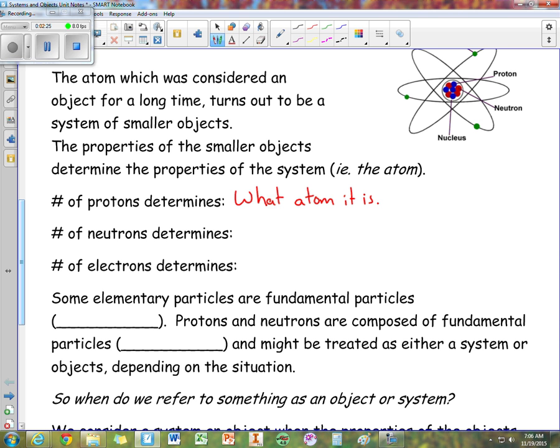So, for example, one proton would mean hydrogen, and two protons would mean helium, and three protons would mean lithium. The neutrons will tell us what isotope it is. And the number of electrons tells us what ion it is.